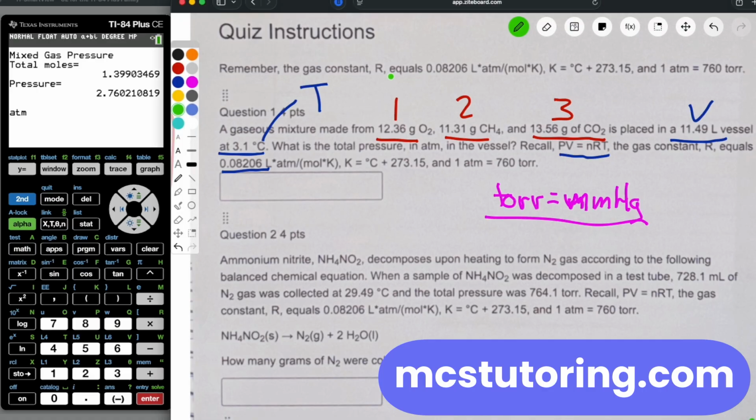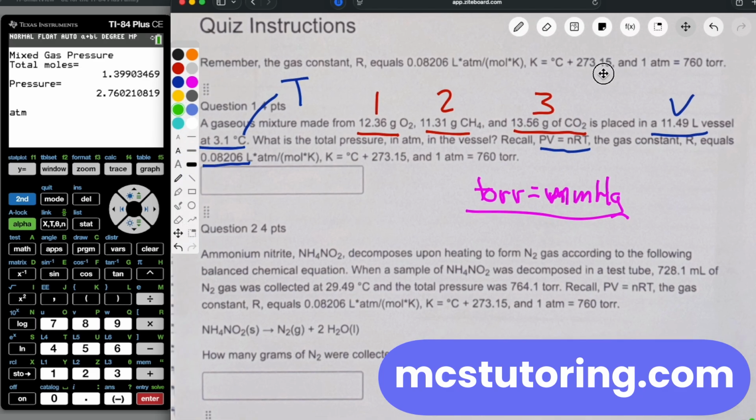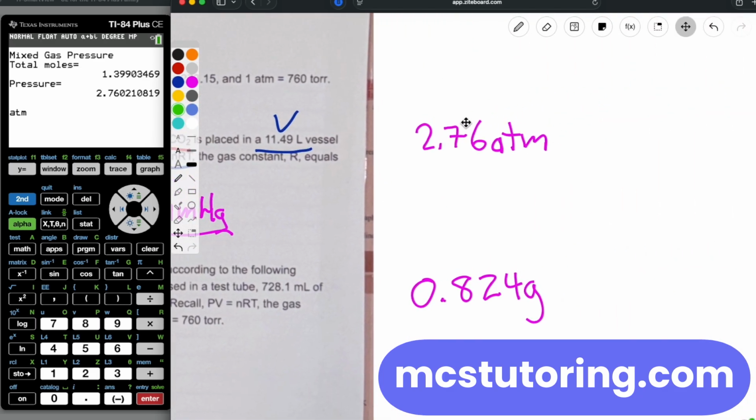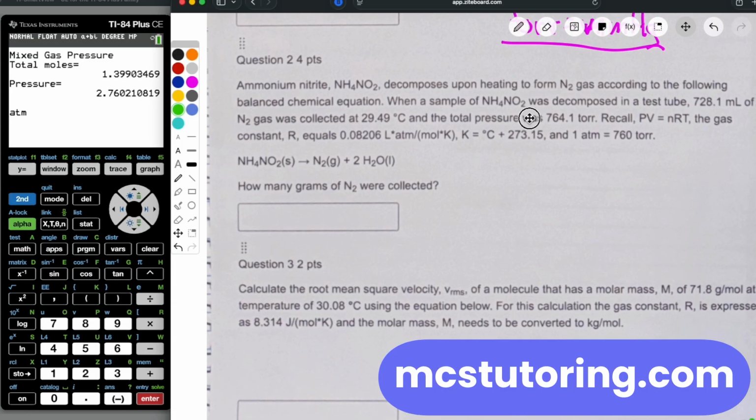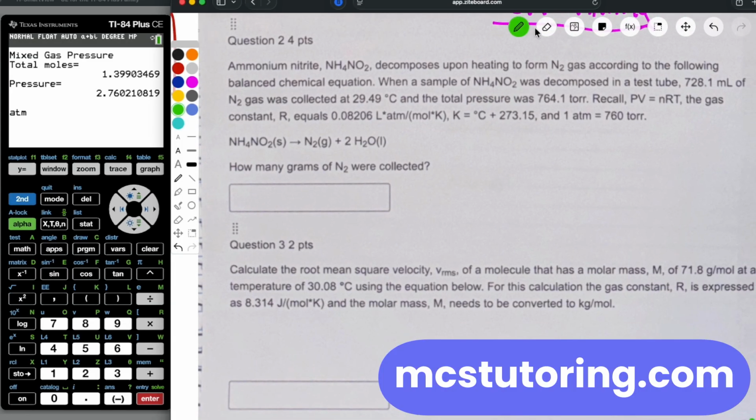So look, it's 2.76 ATM atmospheres. And again, if your teacher asked for torr or millimeters of mercury or something like that, you can convert it. But I just wanted to check, and 2.76 ATM is the correct answer. Thank goodness we got that one right. Okay, cool. So that is kind of a pain because you have to do all these conversions, but that's just the reality of it.